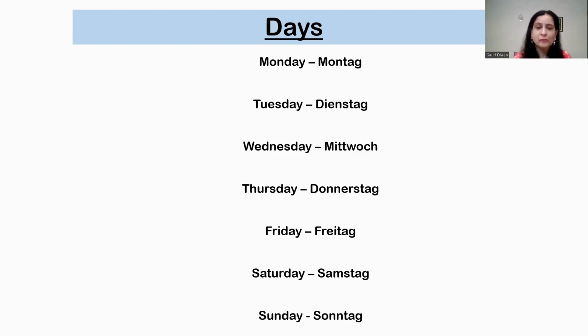D-O-N-N-E-R-S-T-A-G. Tag is day, again the same thing. Here it is Donnerstag. For Friday, it is Freitag, F-R-E-I-T-A-G. First, we saw in Dienstag there is the combination I-E, which is pronounced as E. And here in Freitag, the combination is reversed. Now it is E-I, so it is pronounced as I. So it is Freitag for Friday.